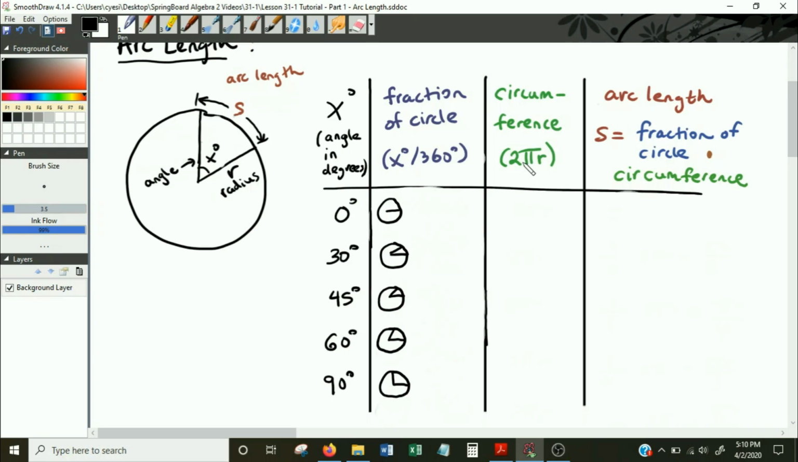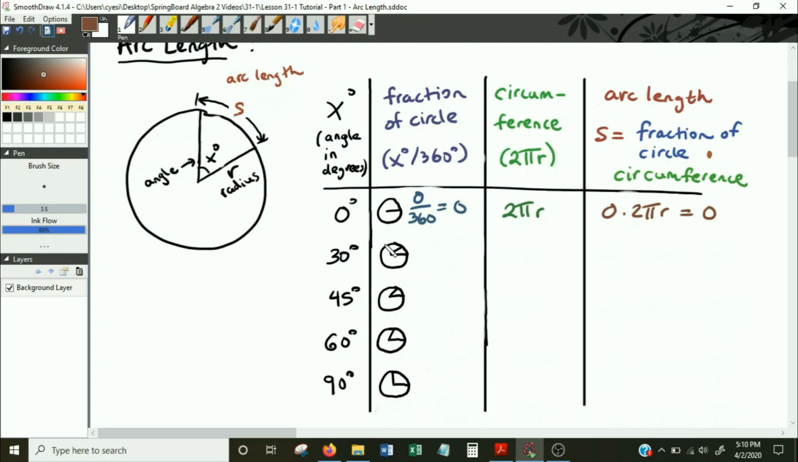So let me start by doing the fraction of the circle for 0 degrees. If it's 0 degrees, there is no opening. So the fraction is 0 over 360, which is 0. And the circumference is always 2 pi r. Now when I multiply them together, I get 0 times 2 pi r, which is 0. So the arc length is 0 when it's 0 degrees opening.